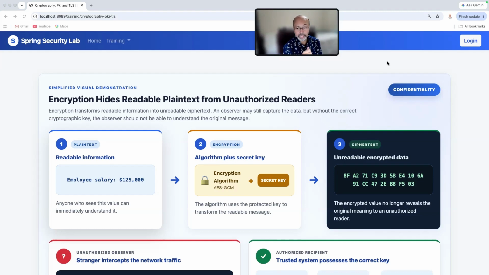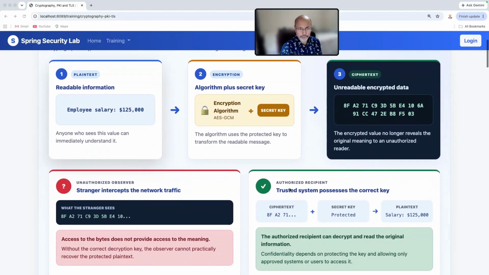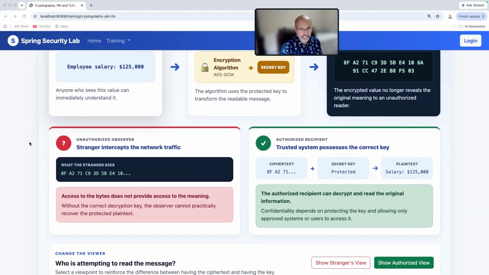This is one way. I will take that plaintext, apply the algorithm together with my secret key, and the result is number three, ciphertext in hexadecimal. Then I can rest assured that people, without putting in like 10,000 or 20,000 hours of high-end computing, will not be able to decipher this. Let's go down. Then you can see the stranger view, the unauthorized observer. That's what the stranger sees: access to the bytes. This is networking, TCP/IP.